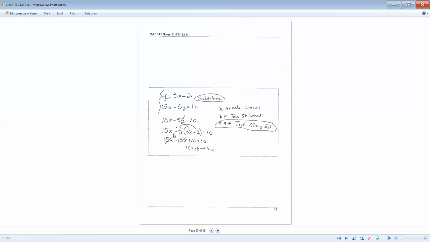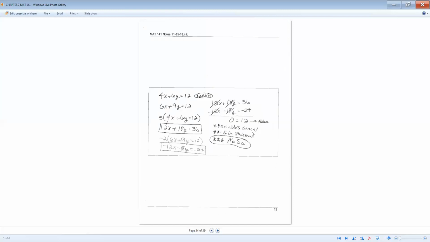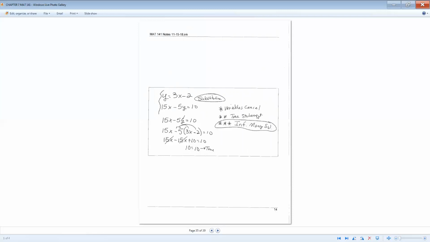Distribute -5, not just 5, but -5. So 15x minus 15x plus 10. The 15x and negative 15x will cancel, leaving you with 10 equal to 10, which is a true statement. So here, when your variables cancel and you end up with a true statement, this would be infinitely many solutions. So going back, when your variables cancel and you have a false statement, that's no solution. When your variables cancel and you have a true statement, that's infinitely many solutions.